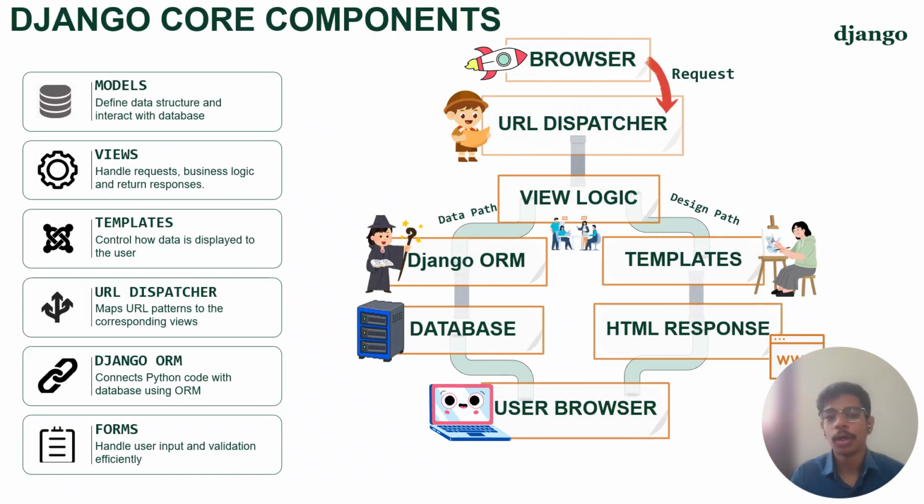These are the important core components in Django. The first core component is models. Every model is written as a Python class inside models.py, and each model automatically becomes a database table.